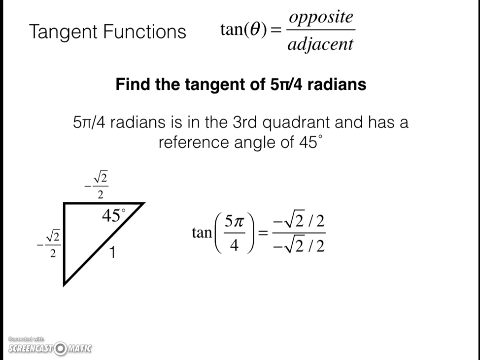So then the ratio of the opposite over the adjacent is going to be negative radical 2/2 divided by negative radical 2/2, which is equal to 1. So the tangent of 5 pi over 4 equals 1.